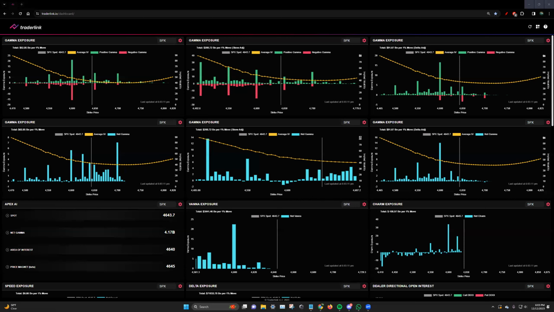Getting into the other parts of Vanna, what to look out for. I think it's actually very important to talk about the Vanna curve itself first, so that's something I'm going to bring up right now.